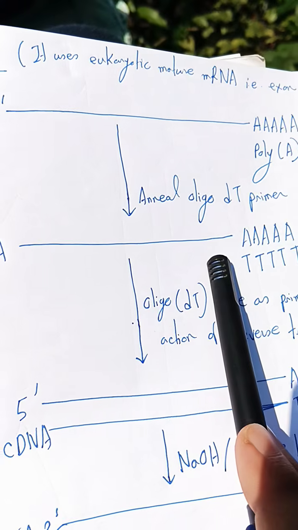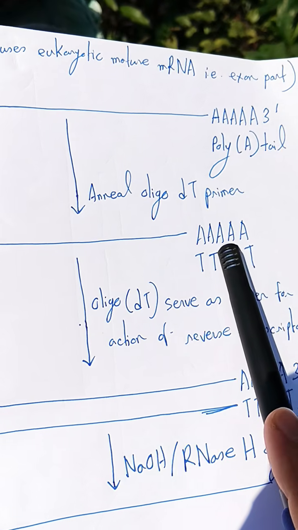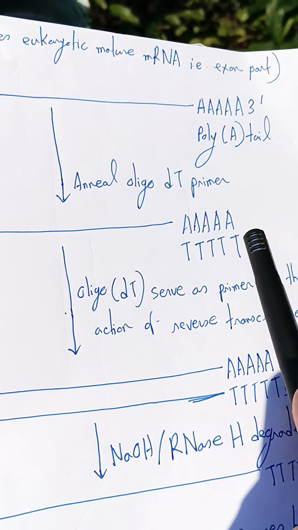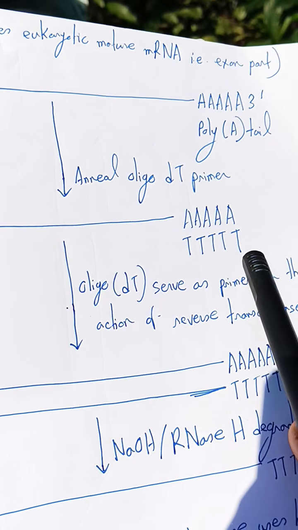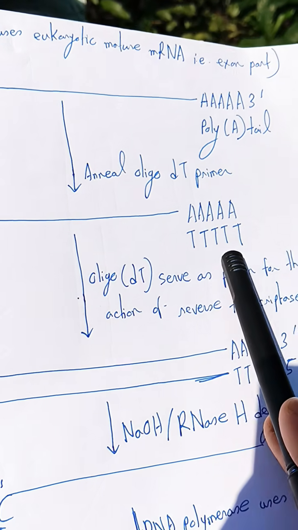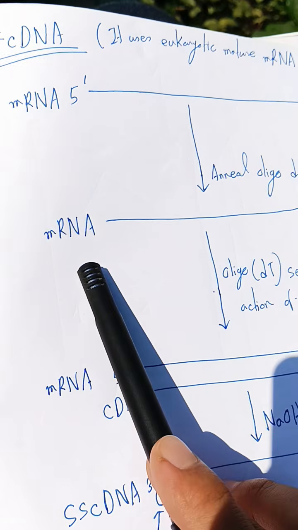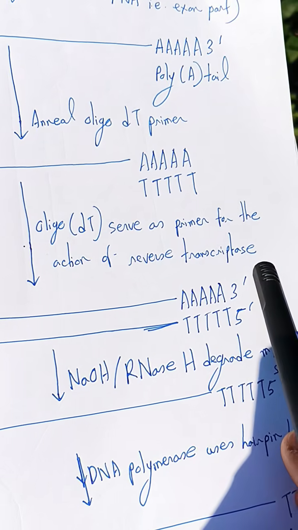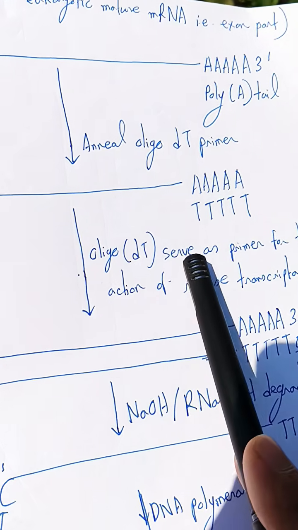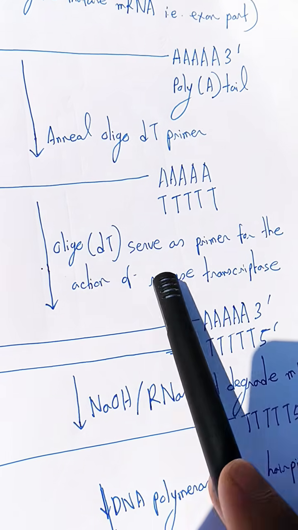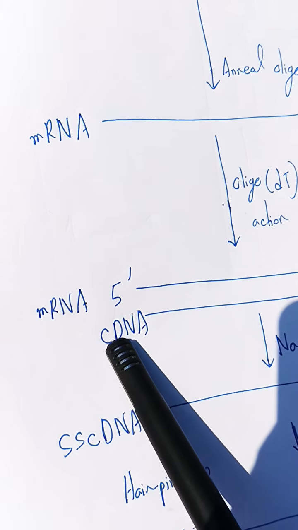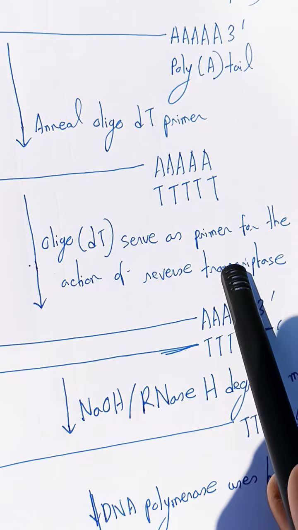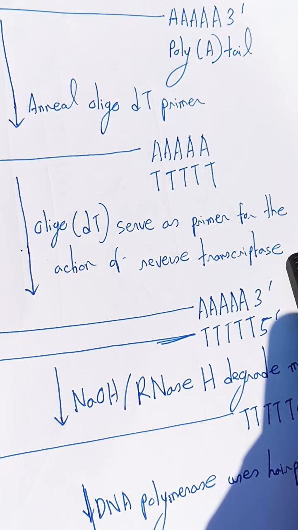So your messenger RNA contains your poly A tail, and against this we use a dT primer, and dT provides a primer for the synthesis of your cDNA by using the enzyme known as reverse transcriptase. So the oligo dT primer serves as a primer for the synthesis of your cDNA, that is your complementary DNA, with the help of the enzyme known as reverse transcriptase.